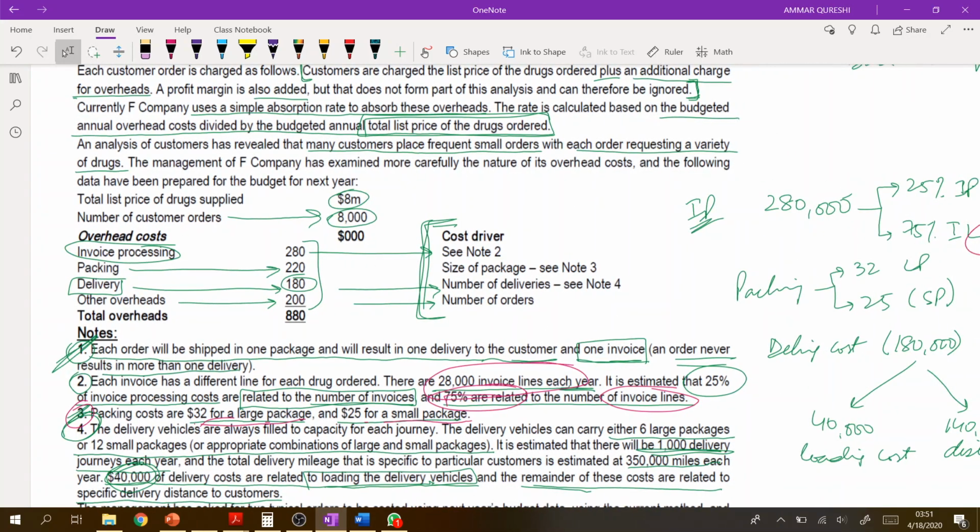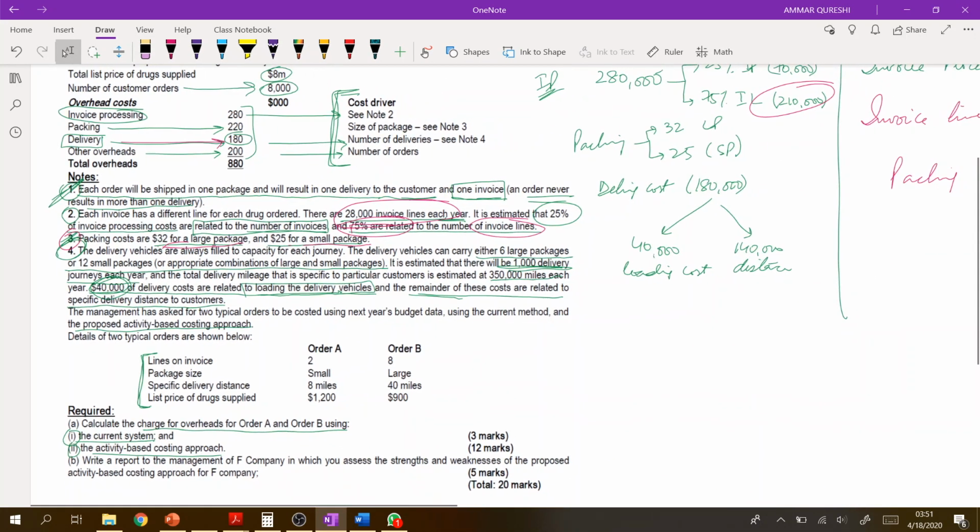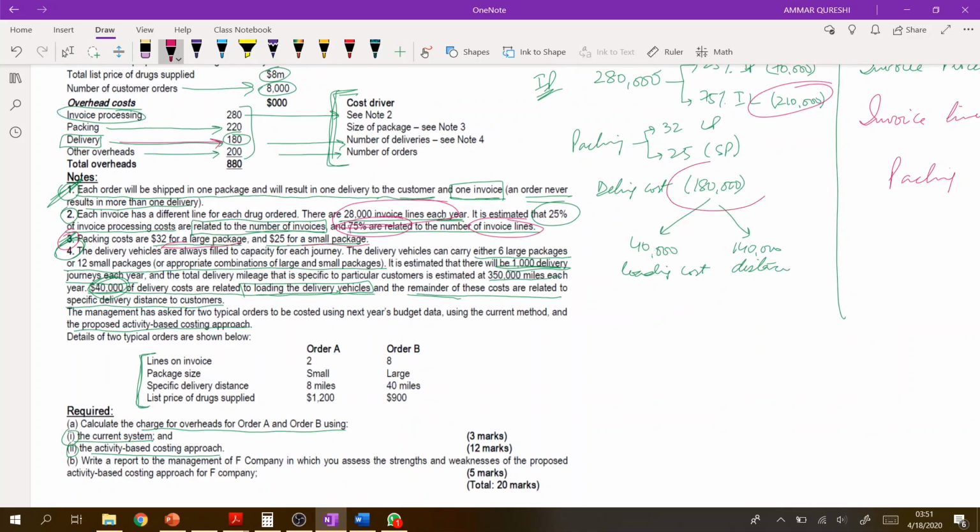Next one is delivery related cost. Delivery cost is 1,80,000, right? And we have identified that this 180,000 can be distributed: 40,000 is the loading cost and 140,000 is the distribution cost. So can this delivery cost be subclassified? Let's check.